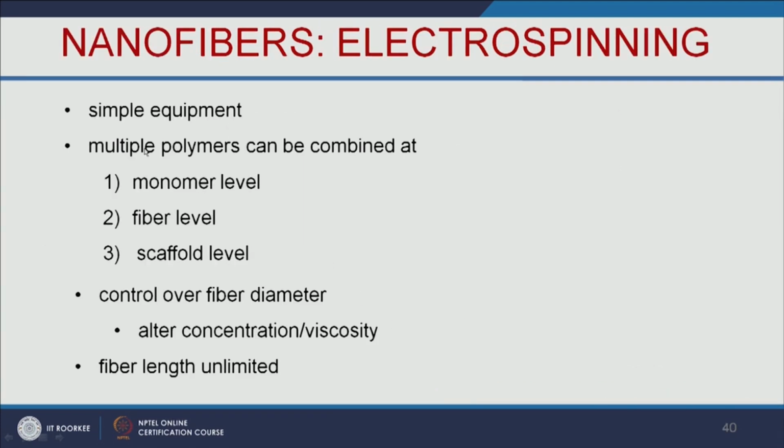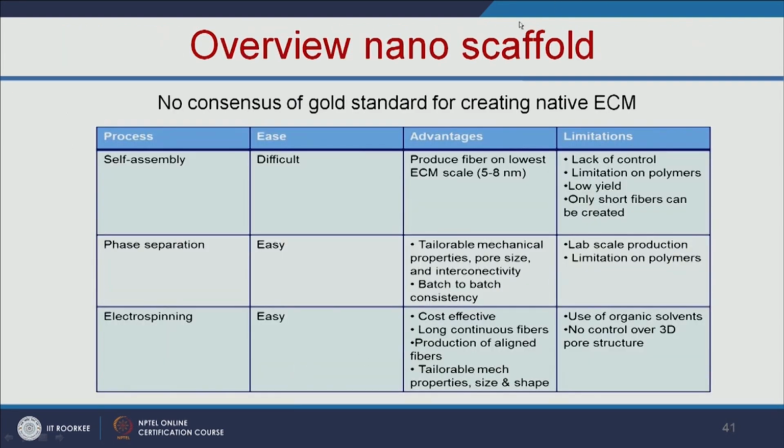The main advantage of nanofibers by electrospinning is that it is a simple equipment, and multiple polymers can be combined at the monomer level, fiber level, and scaffold level. Here we can control the fiber diameter by altering the concentration or viscosity of your polymer, and the fiber length can be unlimited. So let us see the overview of these nano scaffolds and the advantages and disadvantages of each method.